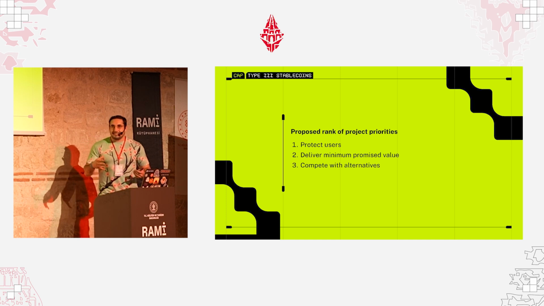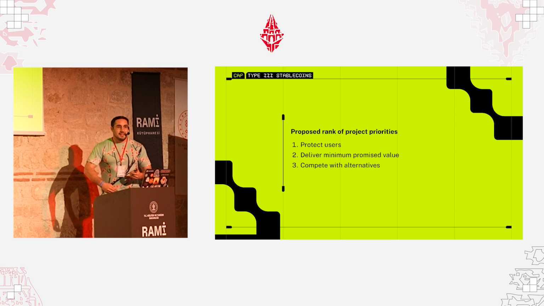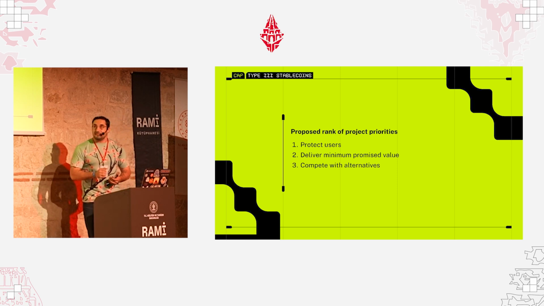After that, I like to think of this as Maslow's hierarchy of needs. First, you take care of the safety, and then you can worry about delivering that minimum promise value of yield. And after that, you compete with alternatives.